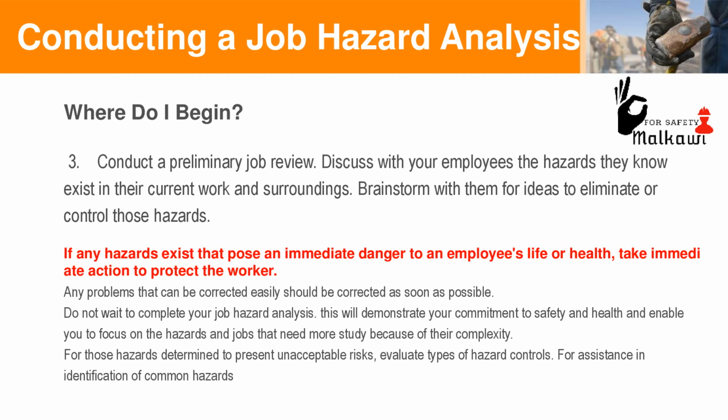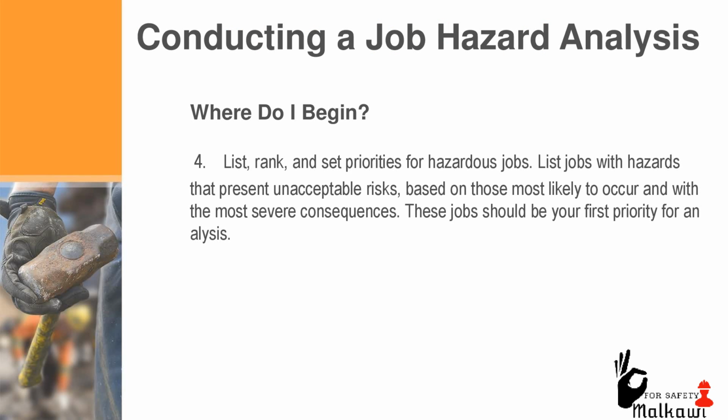For those hazards determined to present unacceptable risks, evaluate types of hazard controls for assistance in identification of common hazards. List, rank, and set priorities for hazardous jobs. List jobs with hazards that present unacceptable risks, based on those most likely to occur, and with the most severe consequences. These jobs should be your first priority for analysis.